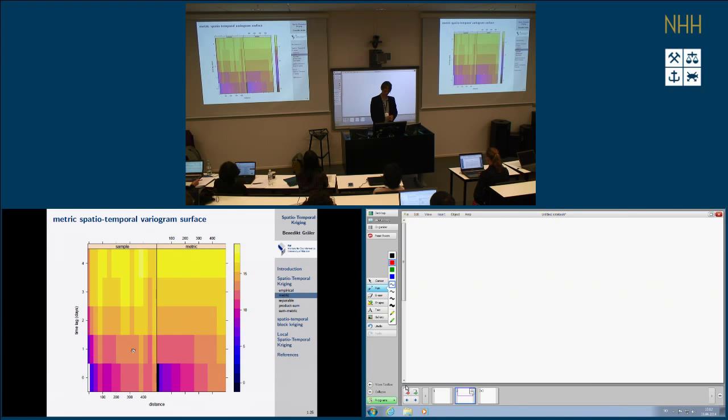Typical for the metric case is that you get this kind of ellipsis of increasing variability, increasing variograms. But that's the first idea. If you compare the spatial distances for larger temporal distances, this seems to be a mismatch. It's pretty much okay for zero temporal distances, but it is different here.